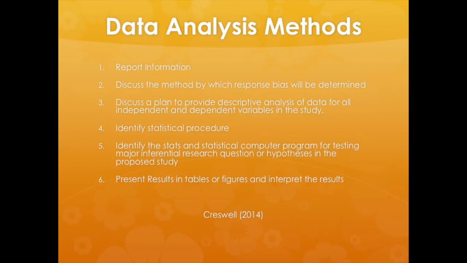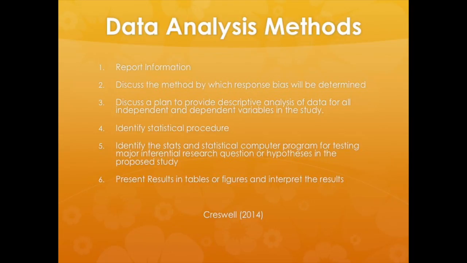So this is where the quantitative research process gets a little complicated. So your first step is to report the information on the number of members of the sample who did or did not return the survey. So for example, if you sent out 100 surveys and only 50 responded back, then you will report that in your information. Then the next step is to pretty much talk about response bias and letting your readers know how the response bias will be determined.